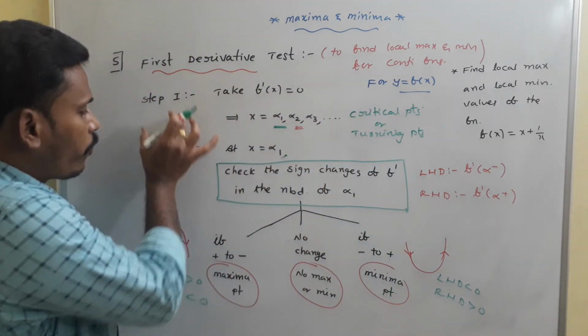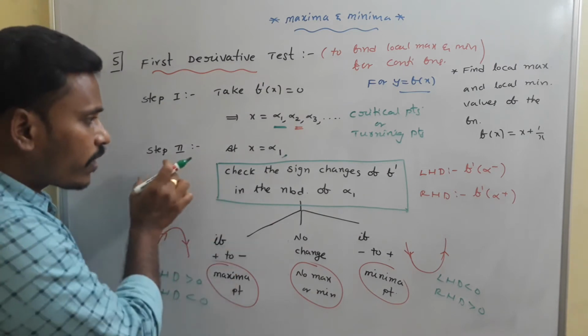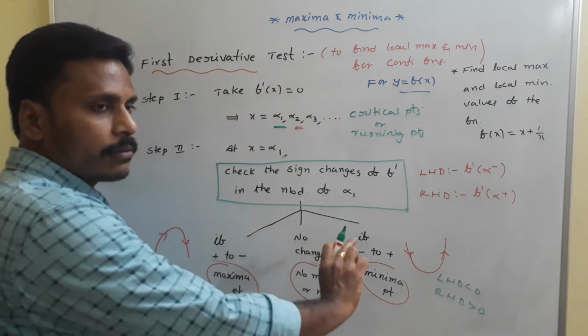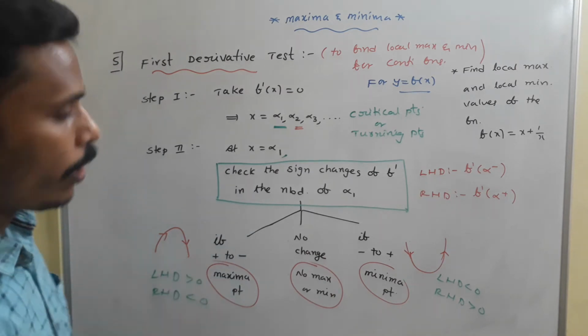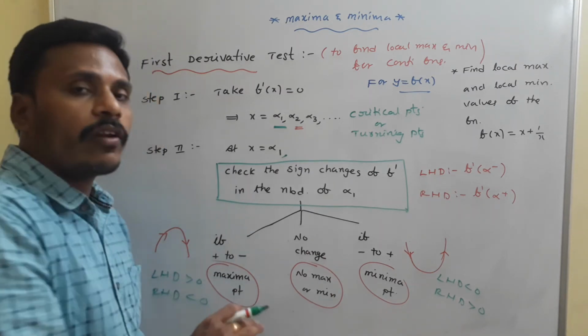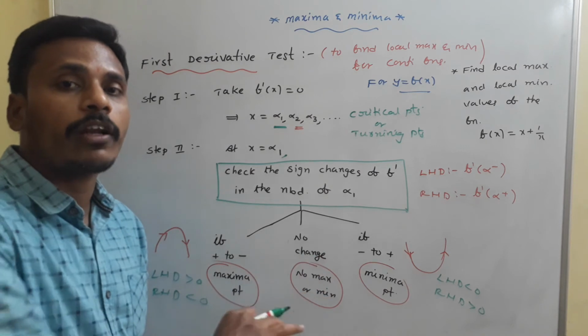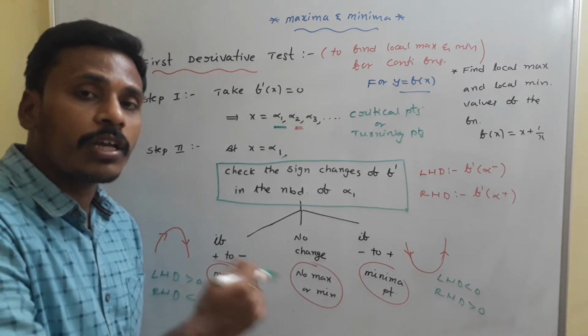Okay, step 1 and step 2 we need to follow. For step 2, we need to analyze how f dash is changing in the neighborhood of that particular point. After step 2, we will conclude whether alpha 1 is a maximum point or a minimum point. In the same way, we need to check at each and every point.